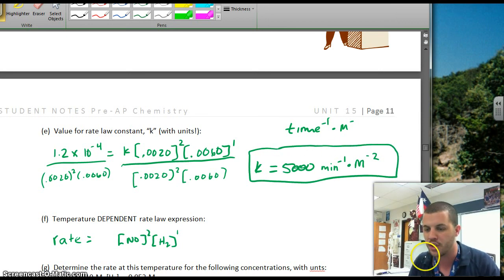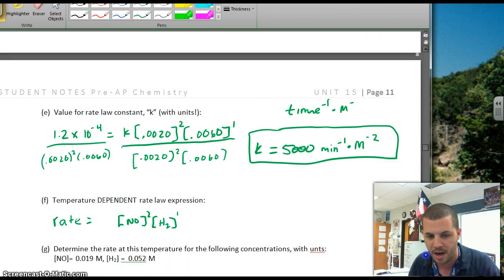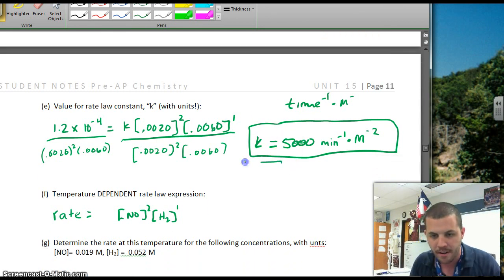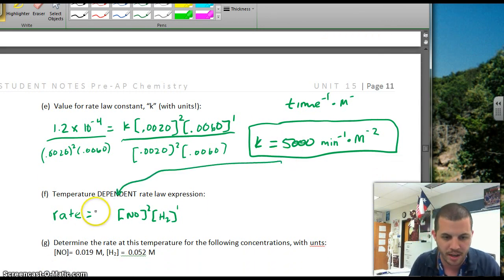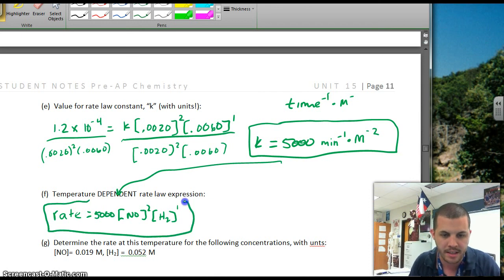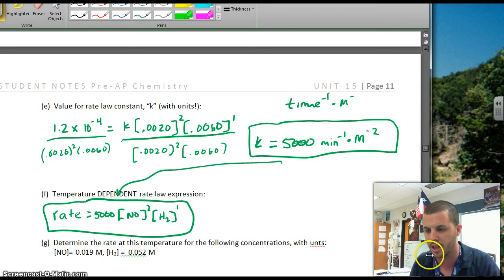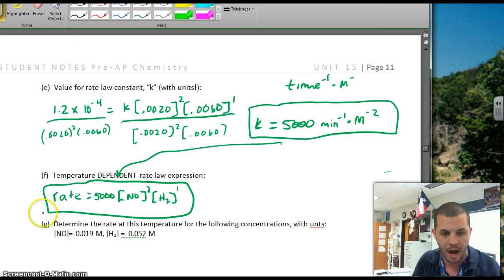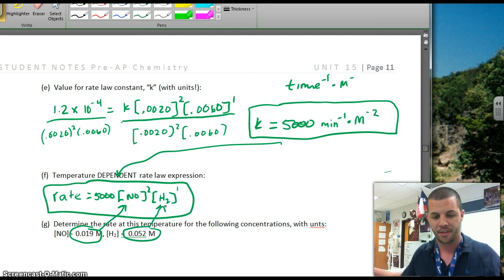So guess what? Here, my friends, is my value for K. We're going to finish out the temperature-dependent rate law expression by plugging in this number for K. We're just going to plug that in right there. 5,000. Shazam. This is my temperature-dependent rate law expression. Now, really what I need to do as well is determine the rate of this reaction for the following concentration with units. And so I need to plug 0.0019 in right there. And I need to plug this number in right there. And I need to do the math.